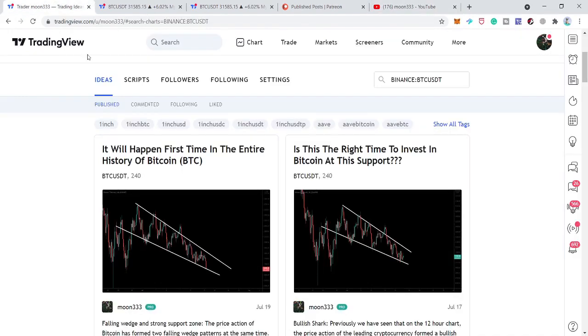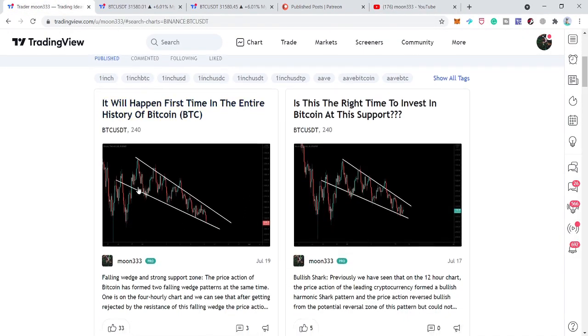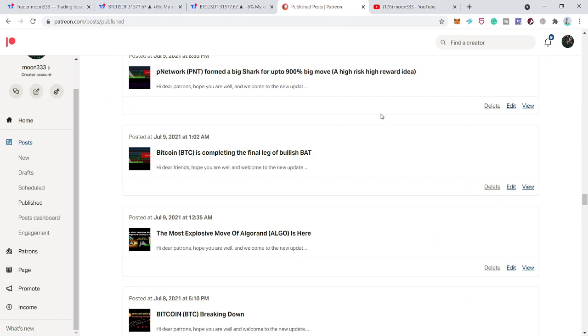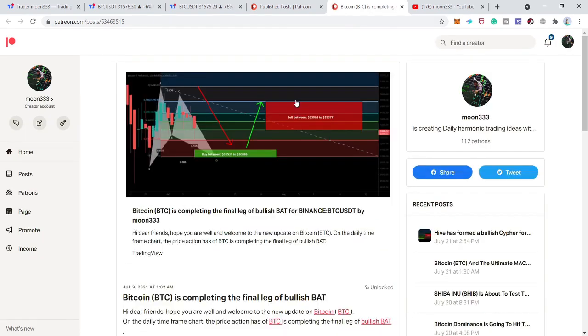Today I want to show you this falling wedge pattern on the 4-hourly chart, and I'll again show you this falling wedge pattern that has been formed on the daily time frame chart. And I want to discuss with you this bullish reversal harmonic bat pattern that I shared on 9th of July for my members at the Patreon, when I told them that the price action of Bitcoin may move a little bit more down to complete the final leg of the bullish bat.